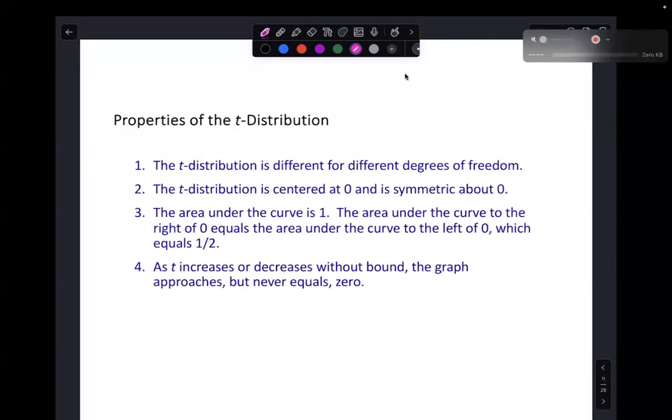Okay. The t distribution is different for different degrees of freedom. For degrees of freedom, think sample size. Now, there's a little more to it than that, but in this class, that's all you've got to think about: sample size for degrees of freedom. It is centered about the mean, or about 0, and it is symmetric about 0. The area under the curve is still 1. Half of it is to the left of 0 and half of it is to the right of 0. And just like a regular normal curve, as it goes bigger and smaller in both directions, it will approach, but never equal 0.